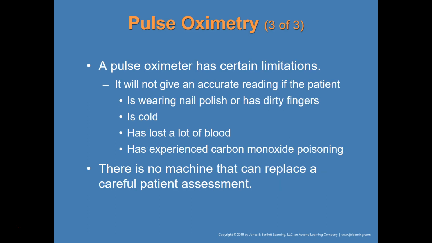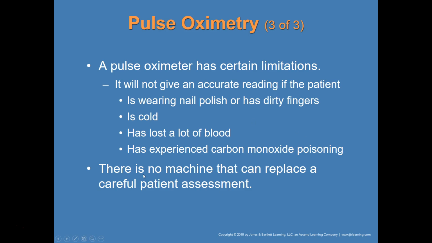The pulse oximeter has certain limitations. It will not give an accurate reading if the patient is wearing nail polish, has dirty fingers, if their hands are cold, if they've lost a lot of blood. They can also get false readings if they've experienced carbon monoxide poisoning. It won't be reading the oxygen saturation. It'll be reading the amount of carbon dioxide or carbon monoxide that's in the blood.